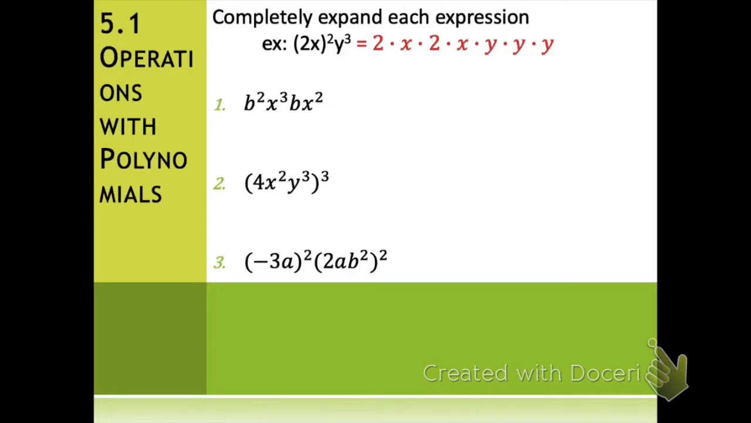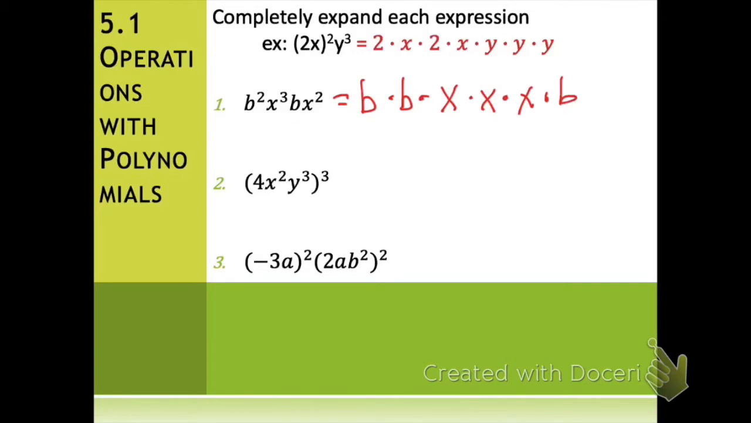Okay, now that you've had a second to try those 3 on your own in your notebook, I'm going to go through them. So this first one we can do in one step. This base b is attached to this exponent 2, so I'm going to write b times b. This one is attached to the exponent 3, so that's x times x times x. And there's this b just sitting there that technically has an exponent of 1 because there's just one of them.